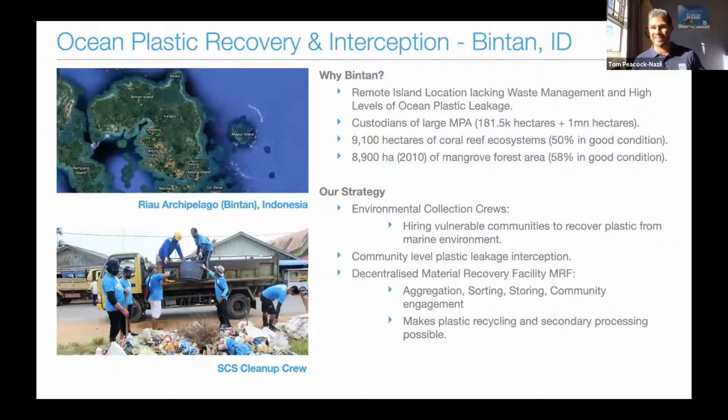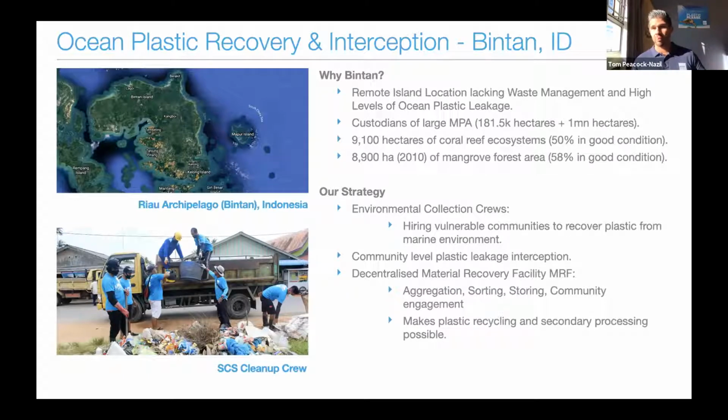In Tanjung Pinang, the city, there's 200,000 people. They do have waste management, but they're producing 400 tons a day of solid waste, of which only 160 is collected. That means 240 tons of solid waste per day is entering the natural environment just from Tanjung Pinang.